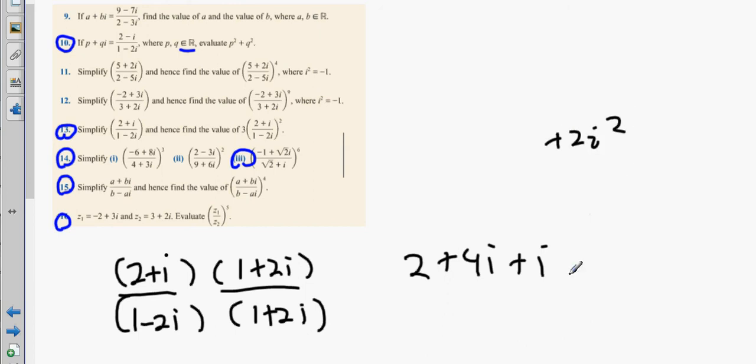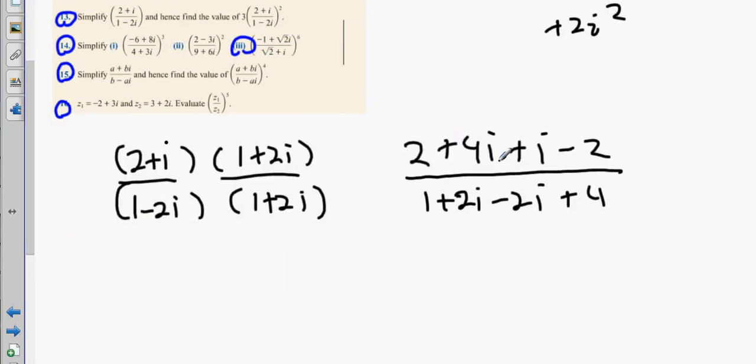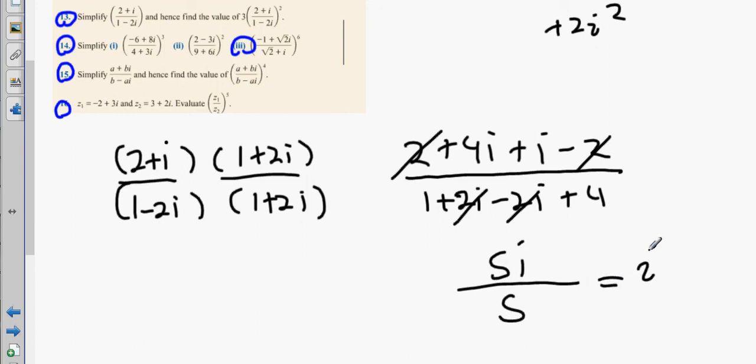Remember about that 2i squared, same thing as minus 2. Then on the bottom we're going to get 1 plus 2i minus 2i, and then it's going to be minus 4i squared. Minus 4i squared is going to be minus 4 times minus 1, which gives me plus 4. Then what happens here is the 2i's cancel. We get 5 on the bottom, and the 2's cancel on top, and then we're going to get 4i plus i, which is 5i. 5i over 5 gives me i.